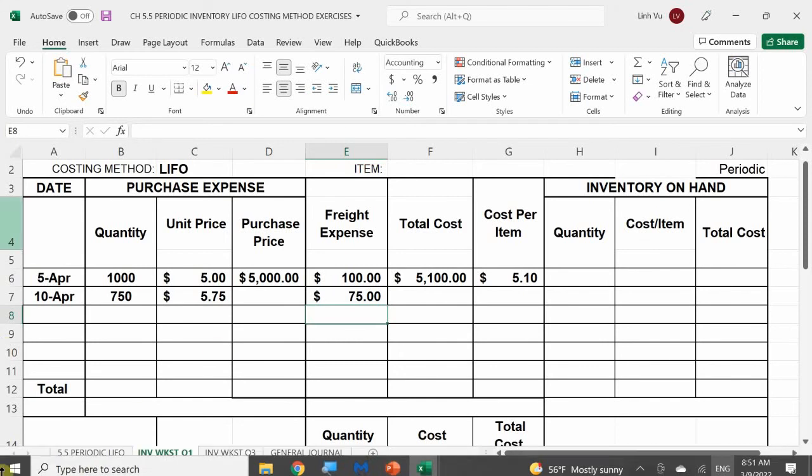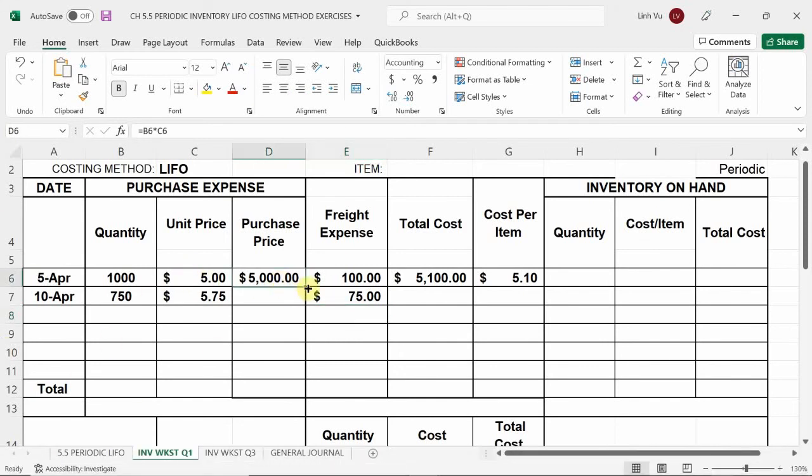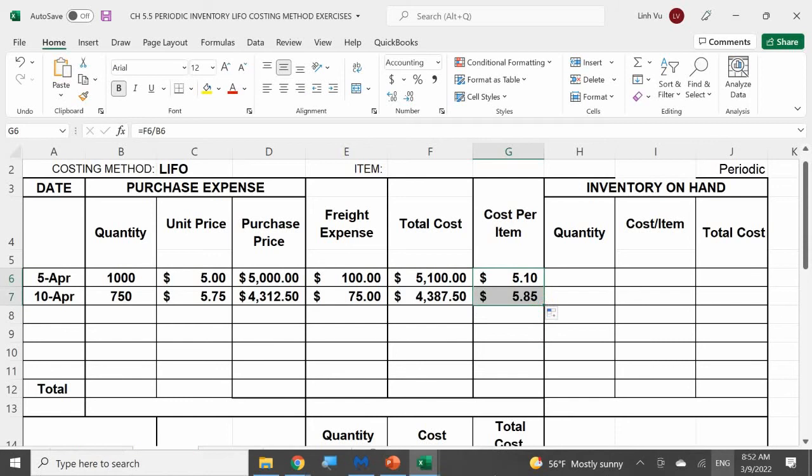So what's my purchase price here? Plus 75. And then last but not least, what is my total cost per item? $5.85. Okay, good.